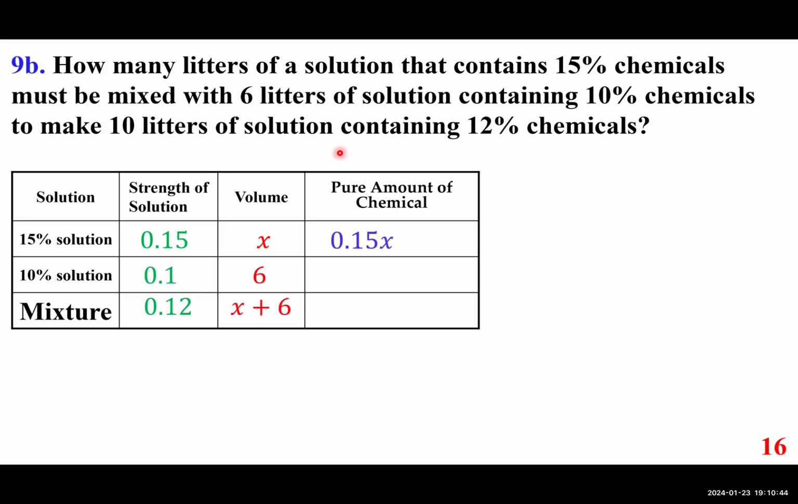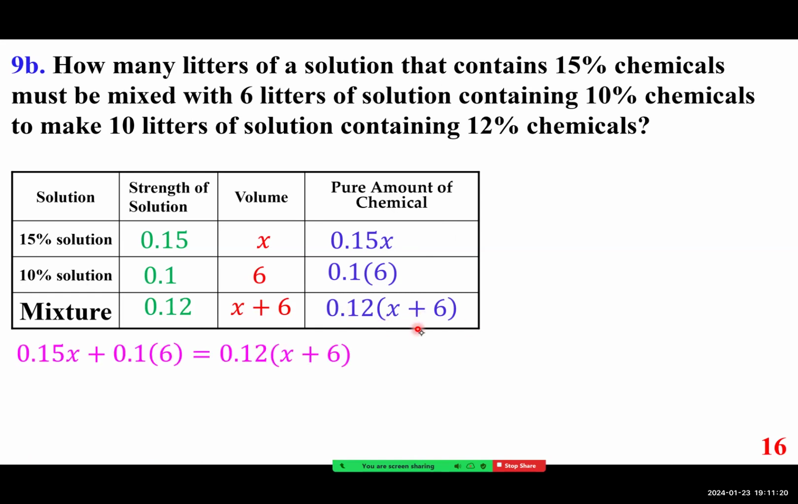So the pure amount for this one would be the product of these two, 0.15x. And this one would be 0.1 times 6. And this one would be 0.12 times x plus 6. So they add up. 0.15 times x plus 0.1 times 6 is equal to 0.12 times x plus 6.